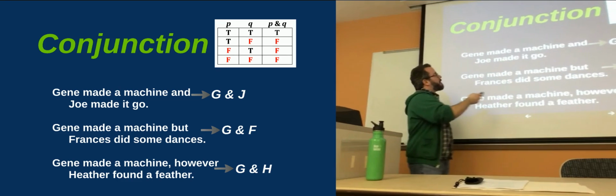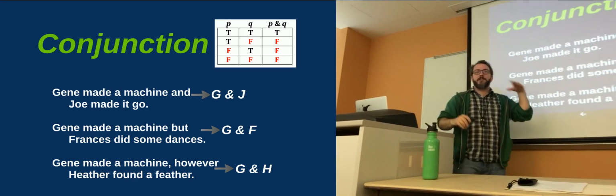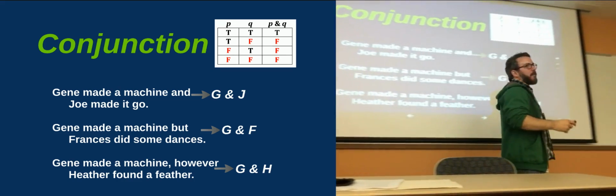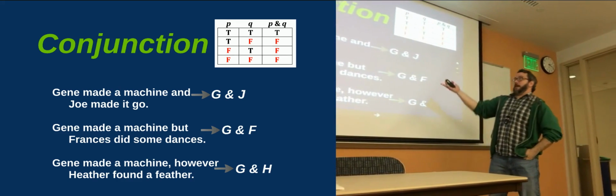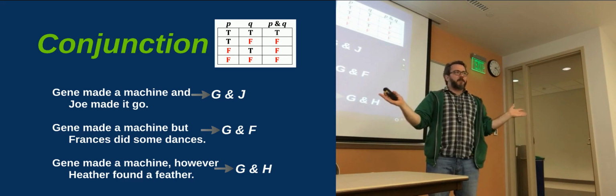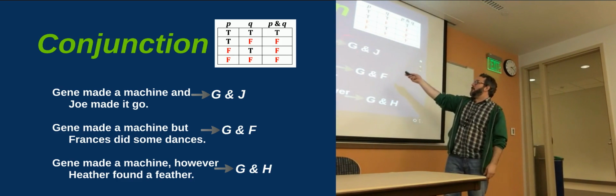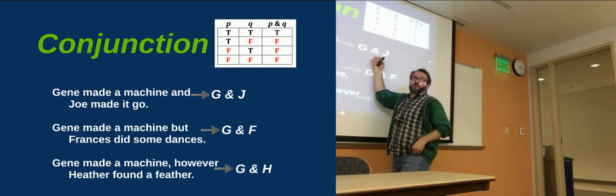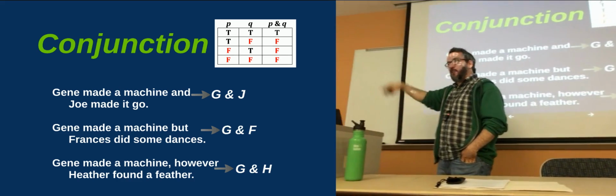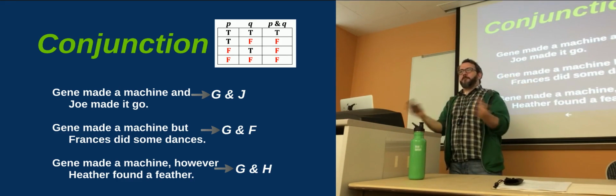And again, I can represent this in a wide variety of ways in natural language, where another way of saying this is I can translate a wide variety of natural language statements into this symbolic form. So for example, I have examples like here, Gene made a machine and Joe made it go. Gene made a machine, freestanding proposition. Joe made it go, freestanding proposition. Gene made a machine and Joe made it go. I can represent this way. And that's going to be true as long as both Gene did make a machine and Joe did make it go. If either one of those 2 things doesn't happen, the and statement falls apart and it's false.